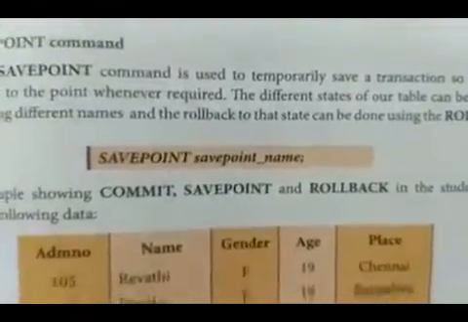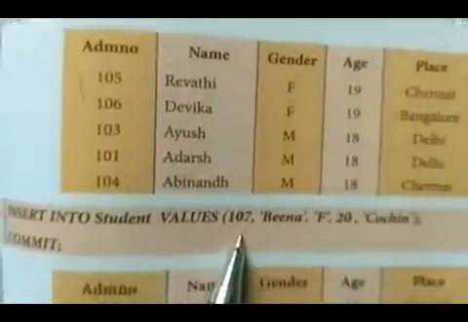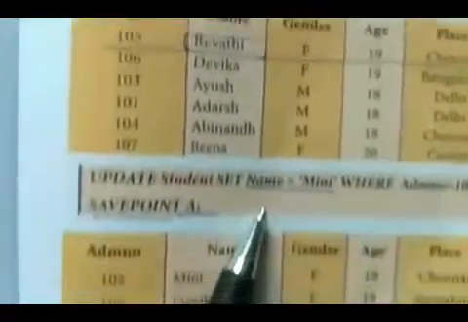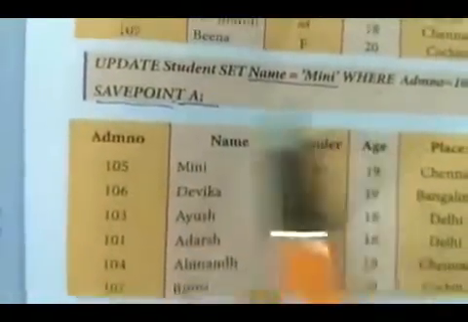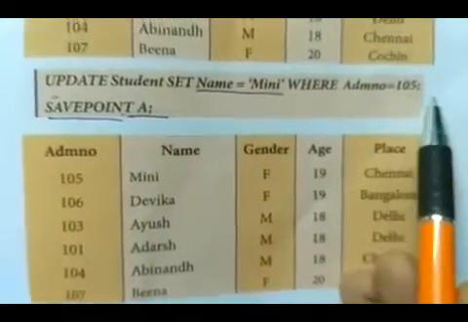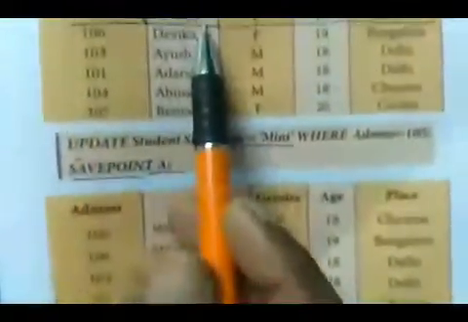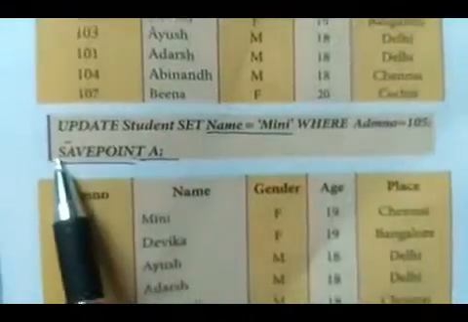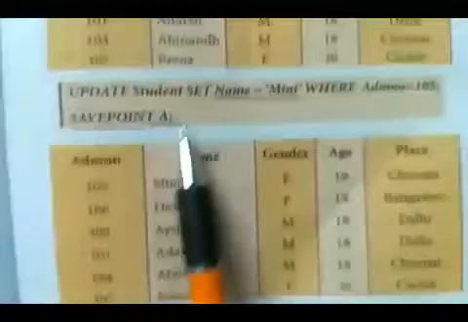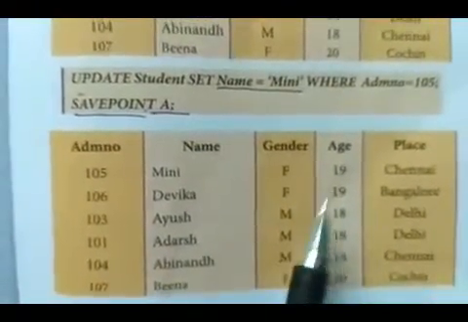So here, first they have created a table with 5 records. They have added a new record and saved it. So 6 records are there and they have updated the record with the help of the update command. Condition is admission number equal to 105. So while the admission number is 105, that record alone gets updated and those updated changes are saved as save point A. While you are using that rollback A, again this output gets saved in the student table.